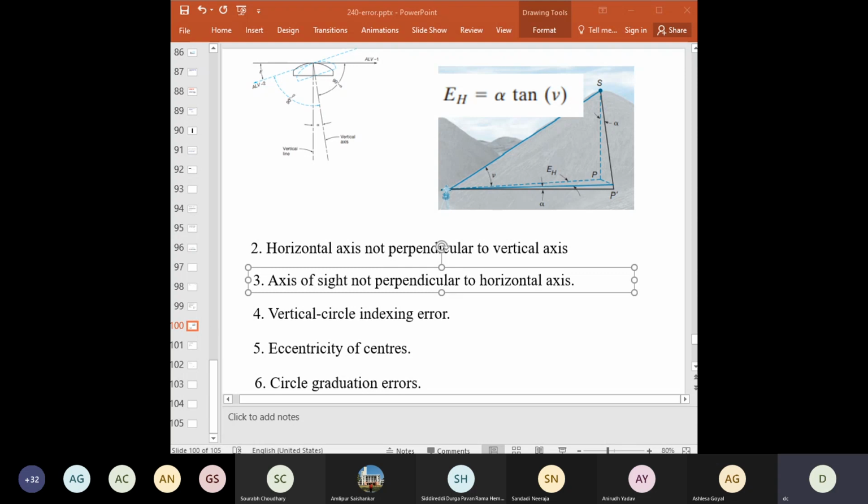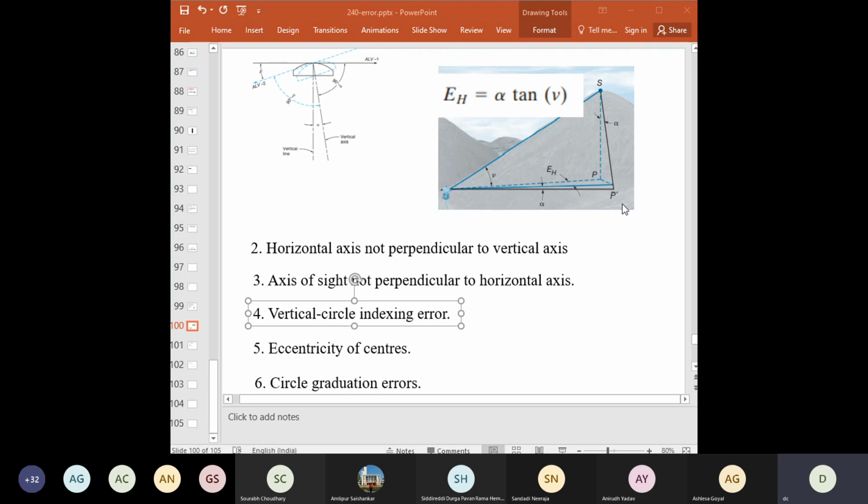So the field procedures are actually defined so scientifically and systematically that each of the errors which occur in our normal conventional instrument gets auto detected, compensated for, and following the procedures of field data collection can be eliminated. Okay. The next error is the vertical circle indexing error.